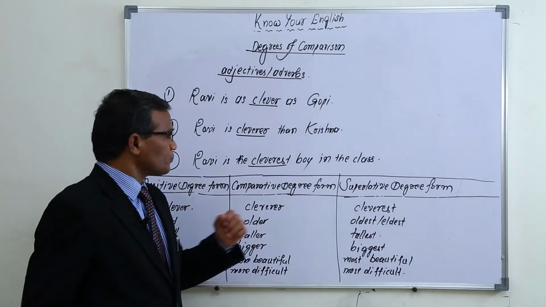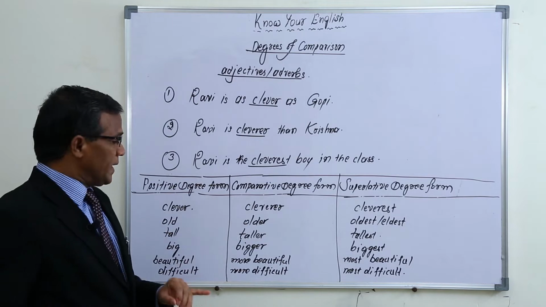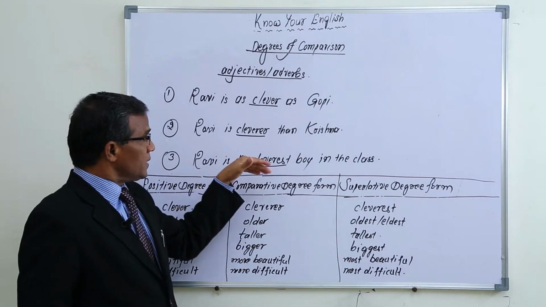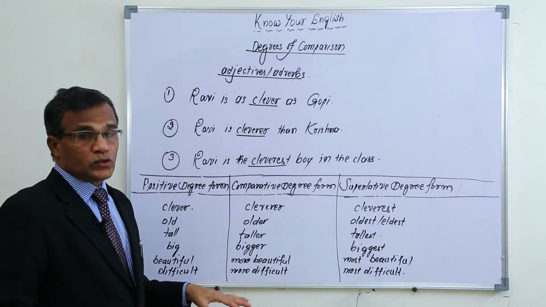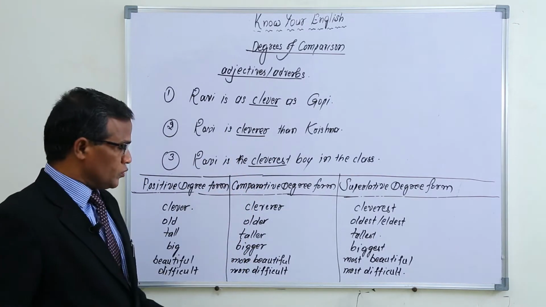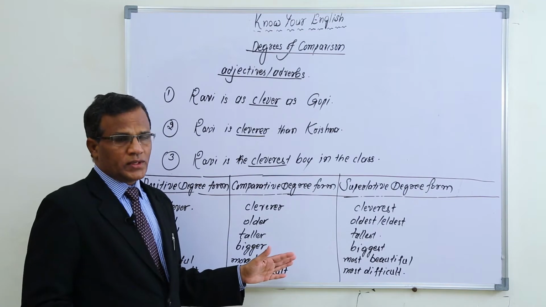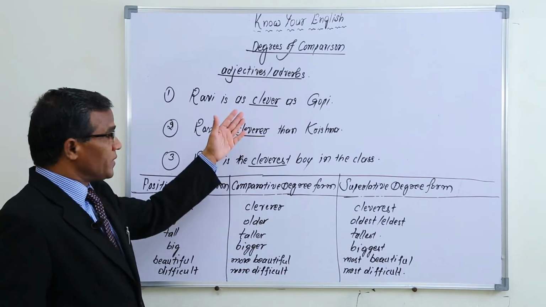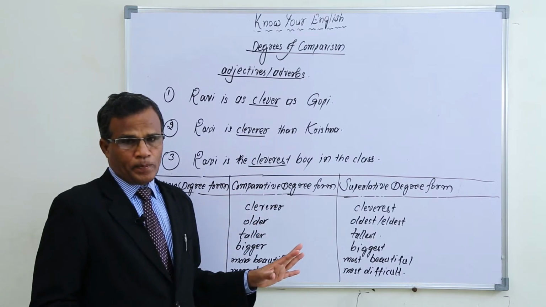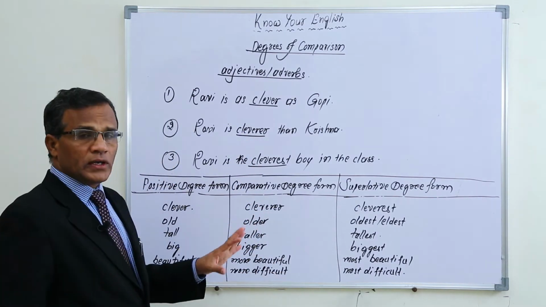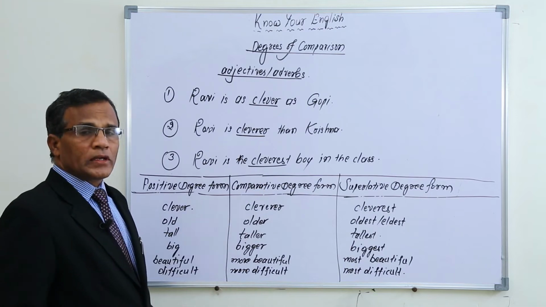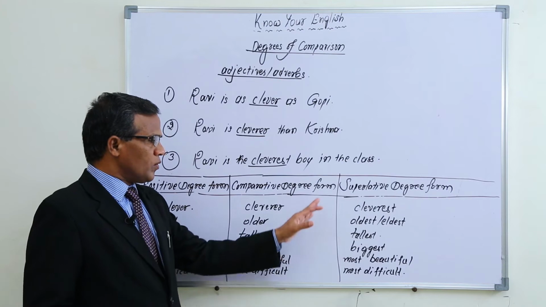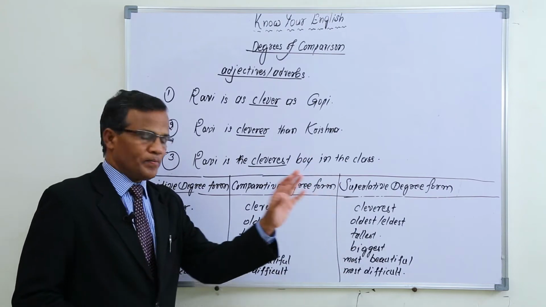Alright, okay. So by this what we understand here is that we have to know the forms of adjectives, the three forms of adjectives also. If we don't know the three forms of adjectives and some adverbs, we can't frame sentences like these. So that's why we have to learn all these degree forms also. Positive degree form, comparative degree form, and superlative degree form.